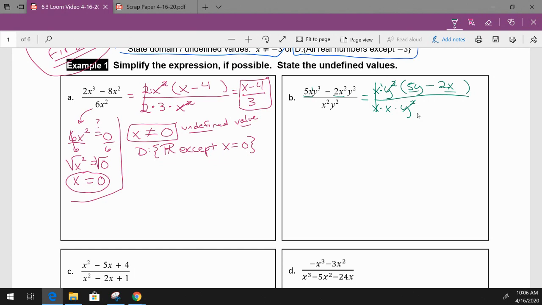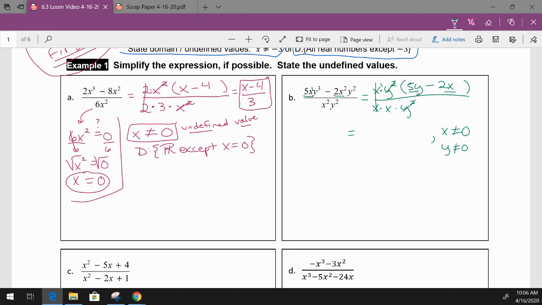Now, before you write your final simplified answer, look at what you had in the denominator. You had x and y, but there's no adding or subtracting, so you want to state that. So I'm going to put my simplified answer here in just a second, but before we state our simplified answer, my undefined values: x cannot equal 0, y cannot equal 0. Because if either one of those was 0, then the fraction would become undefined.